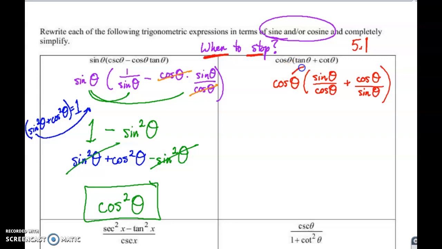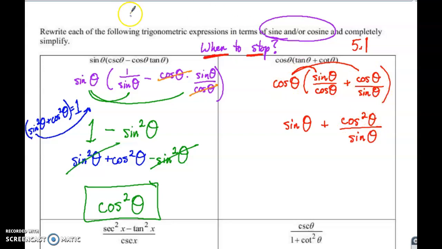Because as I'm looking at this, I would distribute this cosine in. That's just my way of doing this, because I see that cosine over cosine would cancel. So I would get sine of theta, plus here I would get cosine squared of theta over sine of theta. Because remember, cosine of theta times cosine of theta is cosine squared of theta.